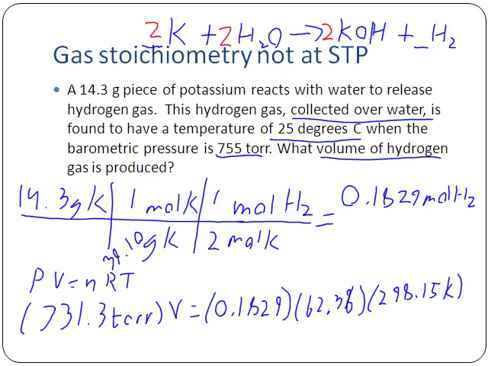And so at this point, all we have to do is simply solve for our volume. And so we'll divide both sides by 731.3. And so we'll take our original moles here, which was the 0.1829, and then times 62.36, then times the 298.15, divided by the one that's over there on the left, the 731.3. And doing so gives us a total volume of 4.6500 moles. Sorry, liters. My bad.